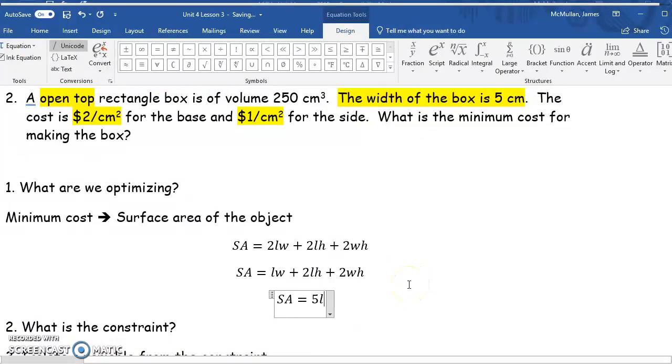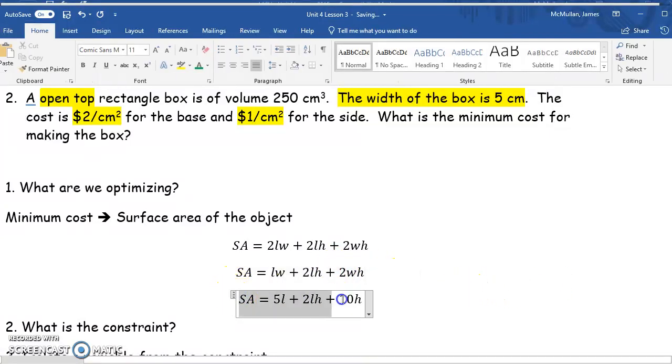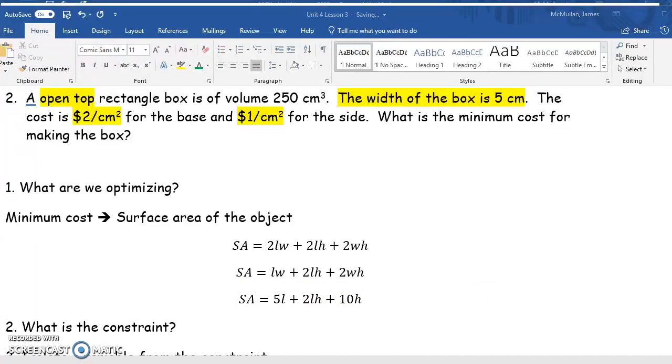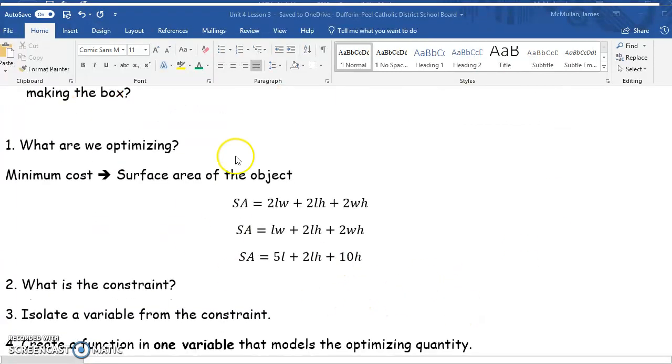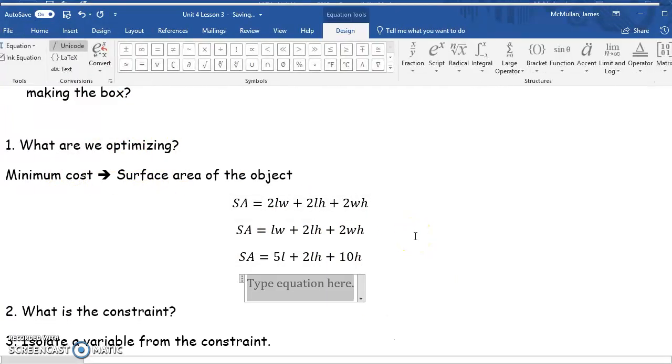We can replace all those W's with 5. So we get 5L plus 2LH plus 10H, right? There I'm just doing the 2 times the W to make 10. So here's the surface area of the box, right? And again, you notice that I have two variables, so I'm not ready to start taking the derivative or any such thing like that. But what I can do is use our constraints and see if I can figure out some way of eliminating one of those variables. Now, I'm also not actually asking about the surface area in this question.